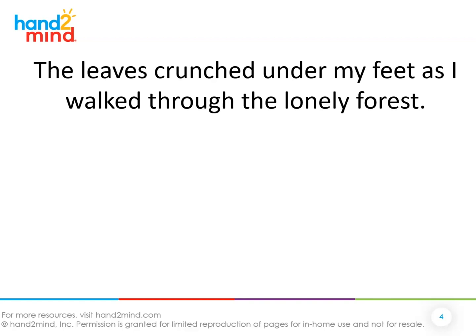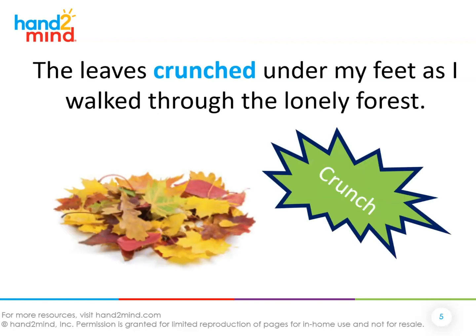When I read this sentence, I notice one word that really helps me think about the sound that I would be experiencing as I'm walking through the forest. The word crunched is an example of onomatopoeia. It tells me about the sound that I would hear as I walked over leaves in the forest. When leaves are dry and they're on the ground in the fall, and you walk over top of them, they make a crunching sound. So the word crunched makes me think of this sound.